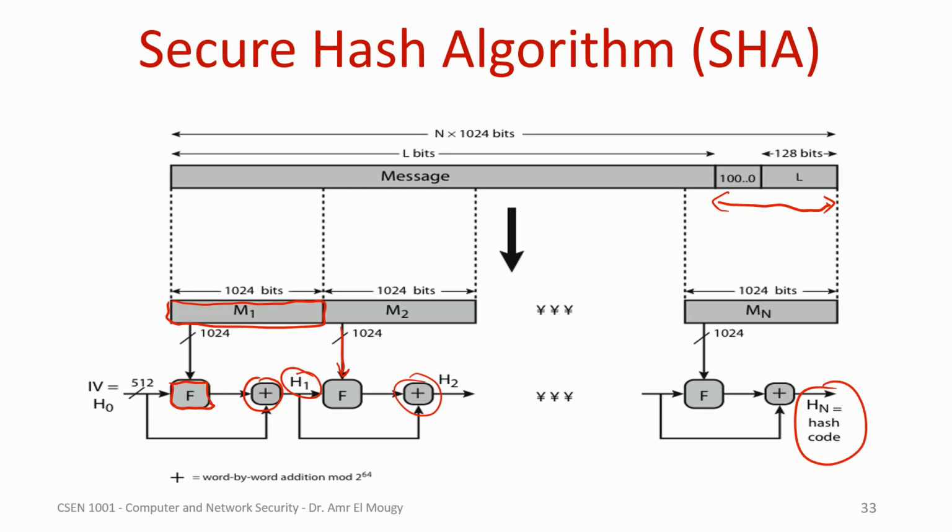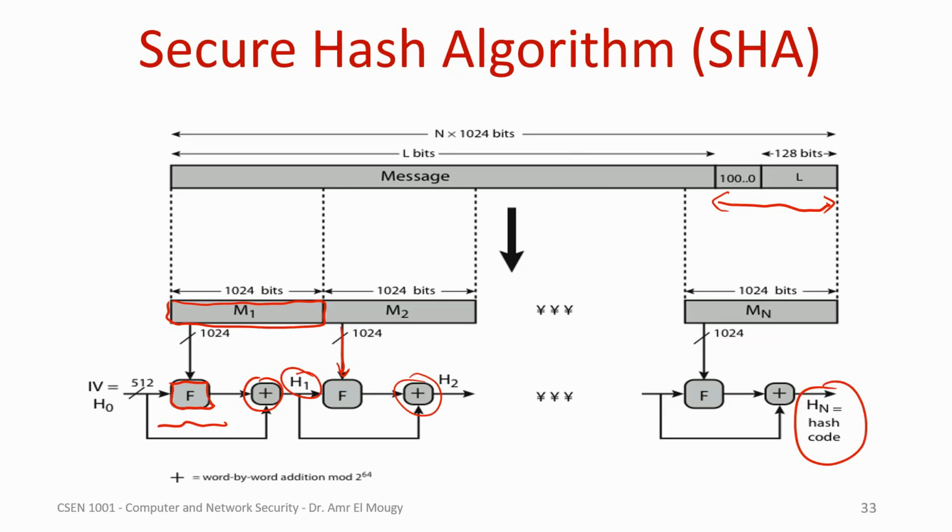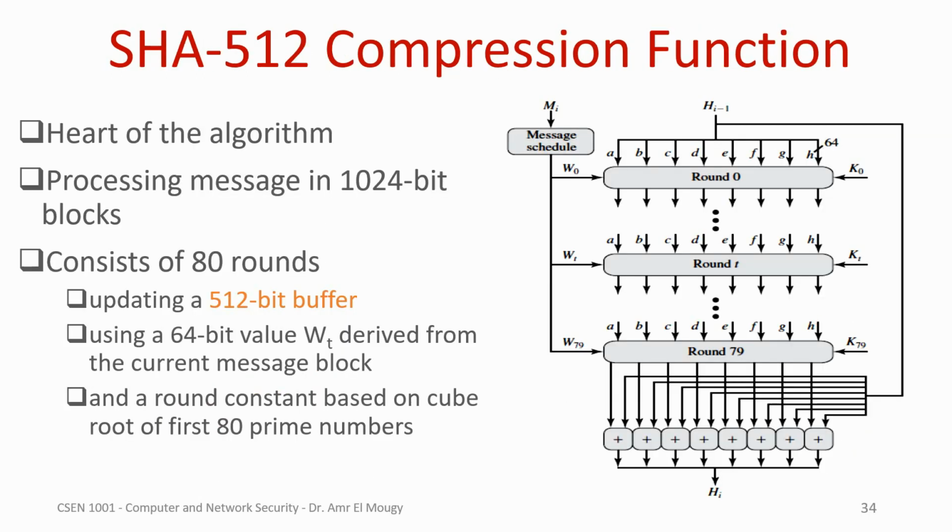So let us now take a look at what is actually in this round function. It's quite a complicated function. It has itself 80 rounds, so each one of these functions has 80 rounds in it. Basically, as input, you have the initial value, which is 512 bits. You divide it into 8 blocks, each 64 bits. So these are the blocks A, B, C, D, E, F, G, H.